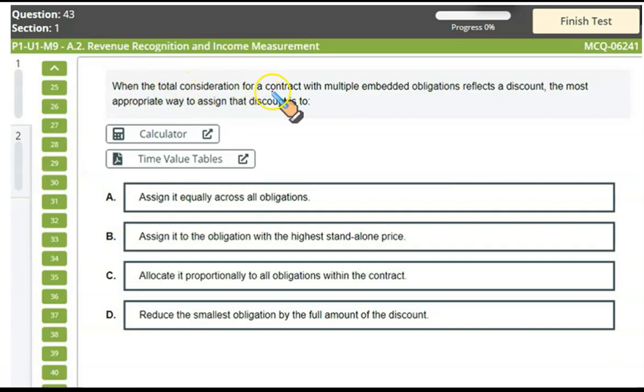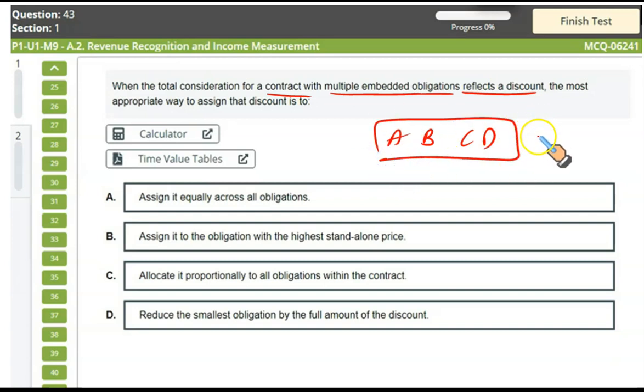When the total consideration for the contract with multiple embedded obligations reflects a discount, maybe you're offering obligations A, B, C, D in a bundle at a discounted price of 90,000, whereas the separate value of the ABCD contract is a sum of 100,000. So this 10% discount, what should we do with it? The most appropriate way to assign that discount is to do what? Is to assign it equally across obligations?